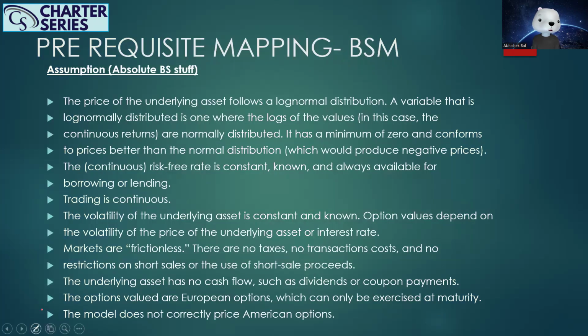Now, before I get into the nitty-gritties of the problem, let's revisit some of the limitations of the Black-Scholes-Merton model. In particular, I'm going to isolate these two assumptions. First, the volatility of the underlying asset is constant and is known. Option values depend upon the volatility of the price of the underlying asset or the interest rate. Second, markets are frictionless. There are no taxes, no transaction costs, and no restrictions on short sales or on the use of short sale proceeds.